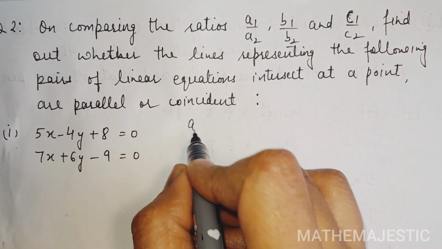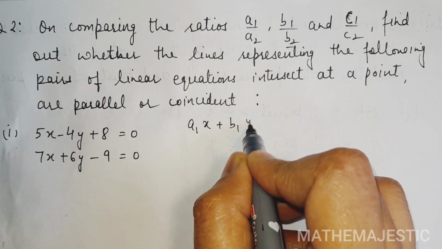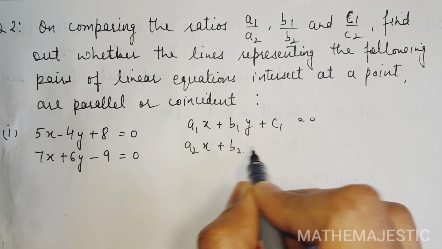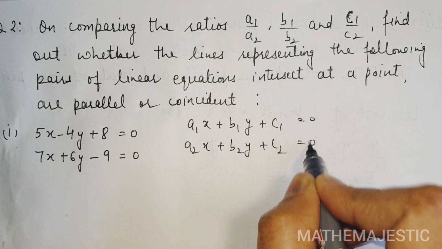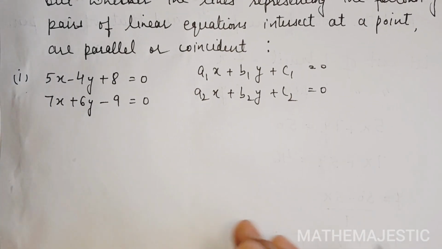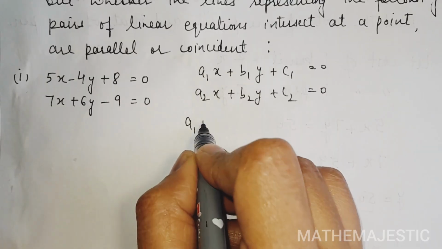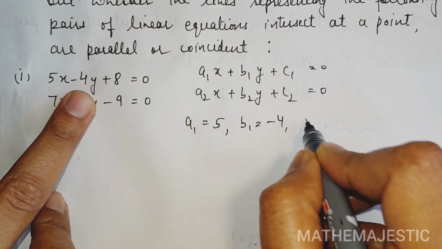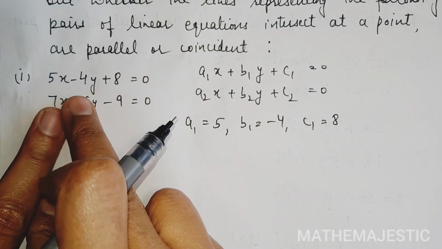The general form of the pair of linear equations, just now I told you, is this. So we will compare first. We will find a1, b1, a2, b2, c1, c2, all the values. On comparison, a1 is 5, b1 is minus 4, c1 is 8. We will take the sign along with the value.